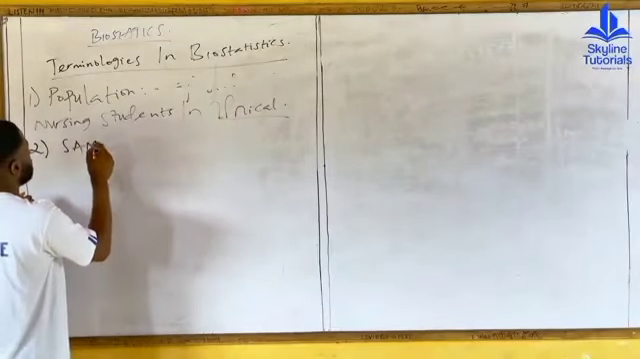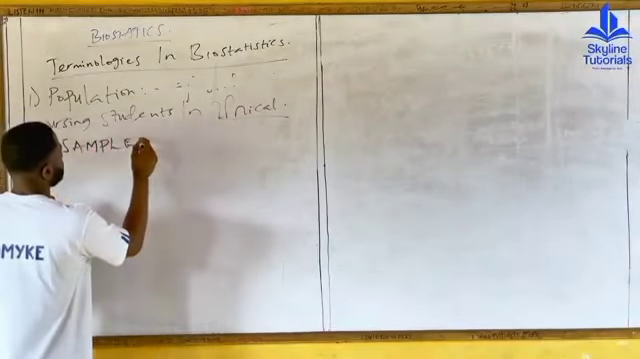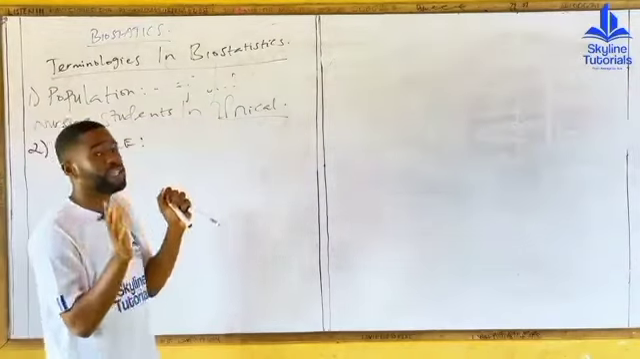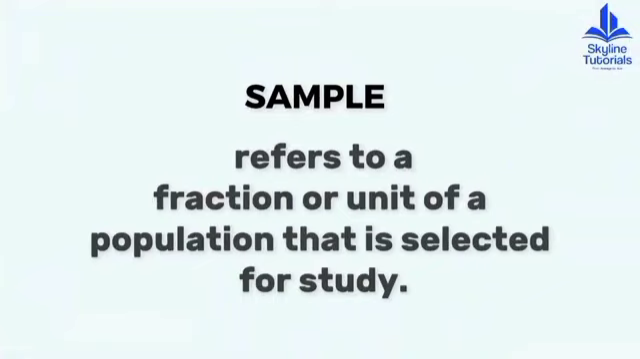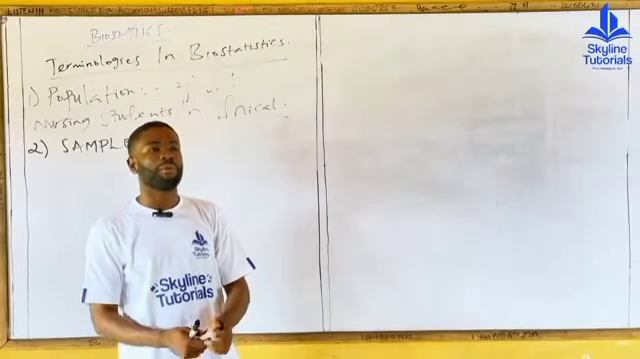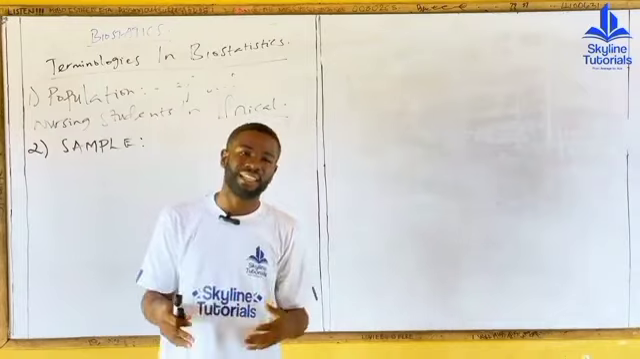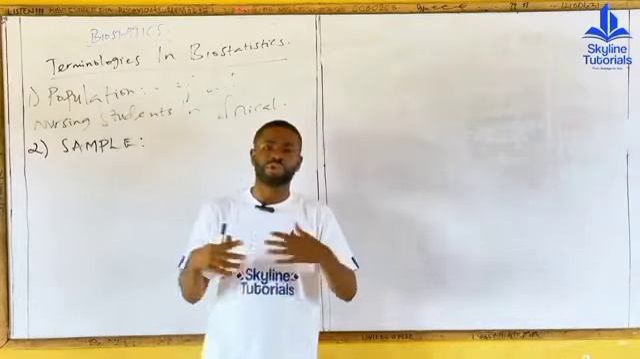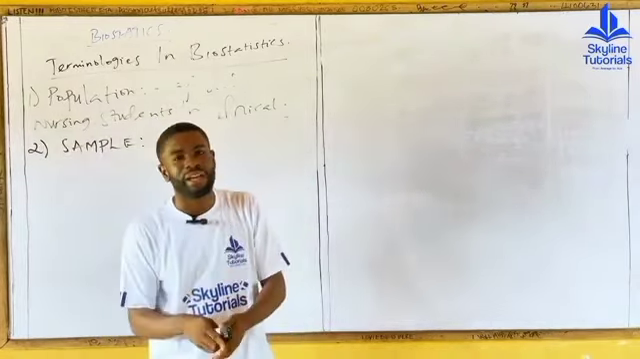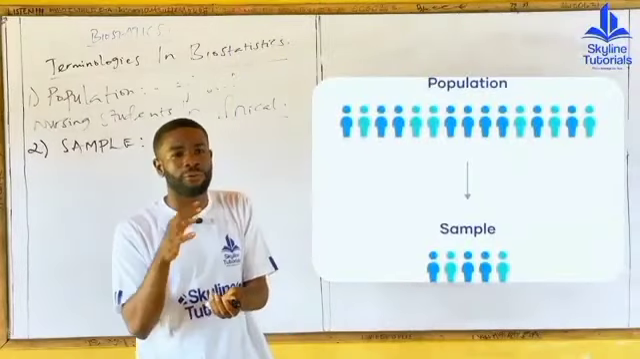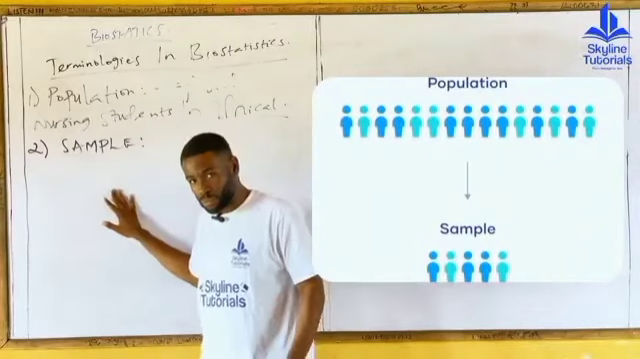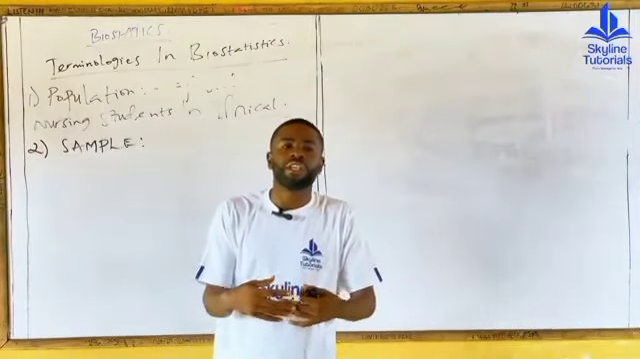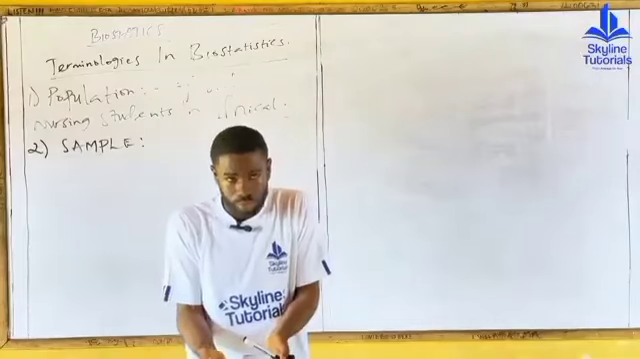which is sample. Sample basically is seen as the fraction or units of a population for study. So I have a population which most likely I cannot cover, maybe due to cost or numerical size. I take a fraction from that population. That is what denotes a sample. Sample is what researchers use.